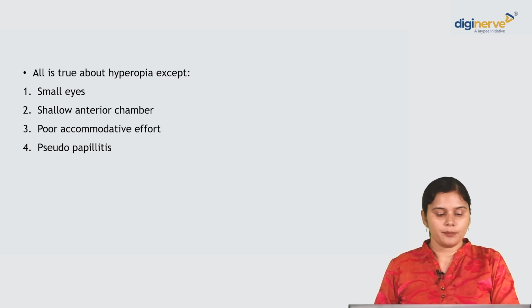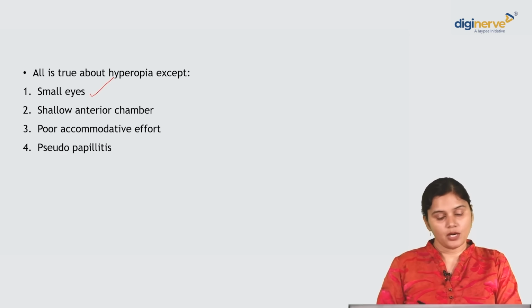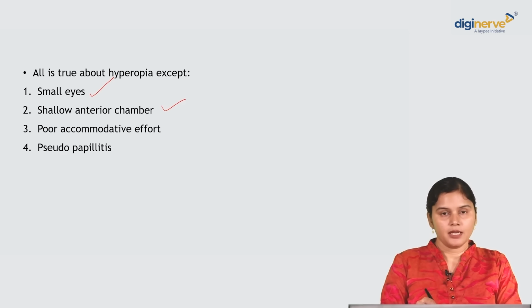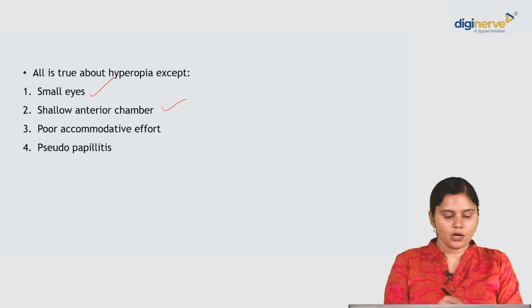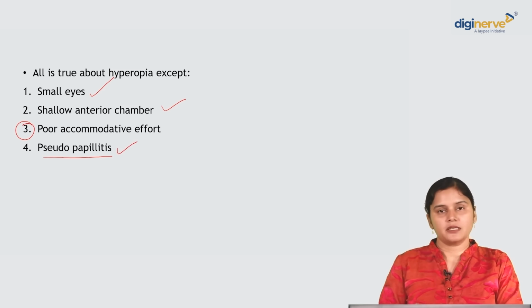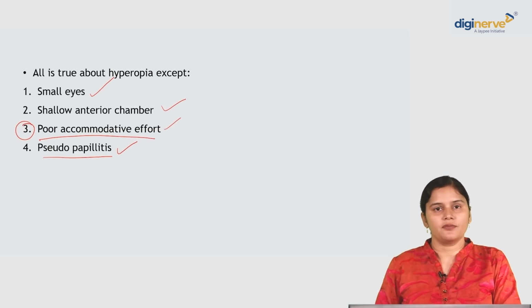Last but not the least, all is true about hyperopia except: first, small eyes. Yes, they have small eyes, shallow anterior chambers. Do they have poor accommodative effort? No, hyperopes usually over accommodate and they have high accommodative effort. Pseudopapillitis can be present in hyperopia because of very small and crowded optic discs. So the answer is poor accommodative effort.